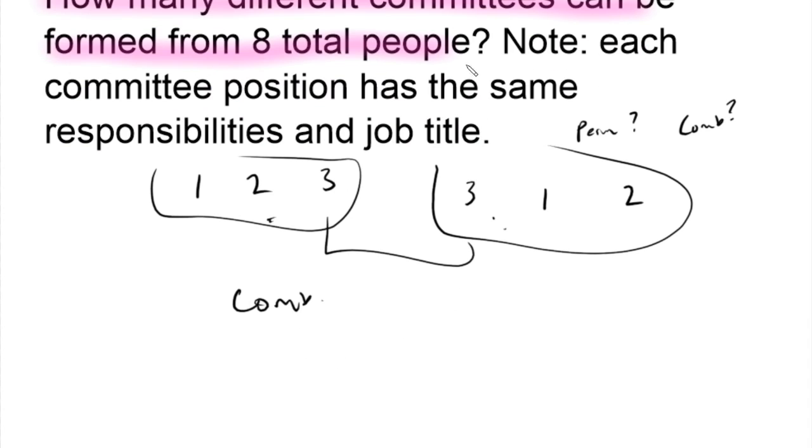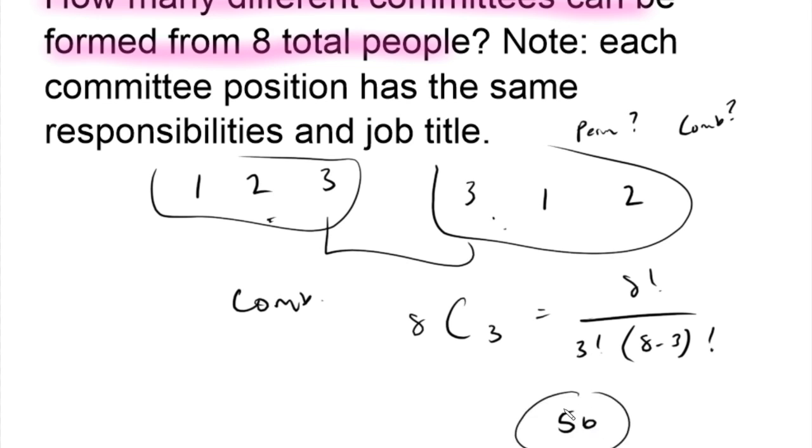And so this is going to be 8C3. That's going to be 8 factorial over 3 factorial times 8 minus 3 factorial. You put that on a calculator, and 8C3 is 56.